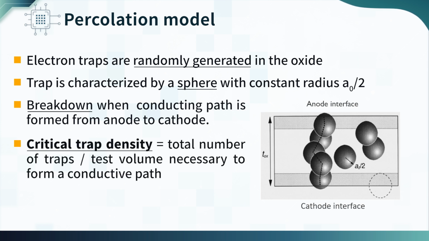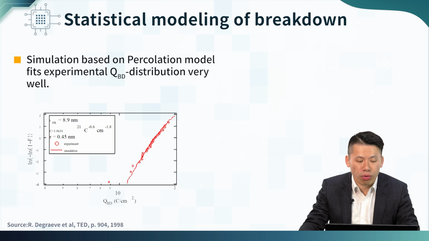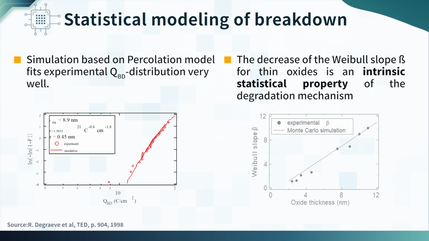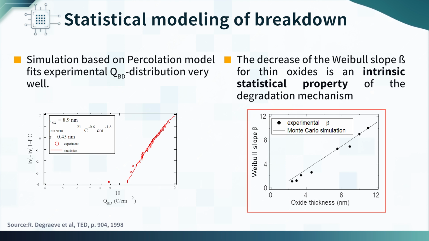The critical trap density is equal to the total number of traps over the test volume necessary to form a conducting path. By using the percolation model, we can successfully model the Weibull distribution very well. You can see this is one of the data showing that the experimental result and simulation are fitted very well. On the other hand, the decrease of the Weibull slope for thinner oxide is an intrinsic statistical property of the degradation mechanism, and this can also be successfully simulated by the percolation model.